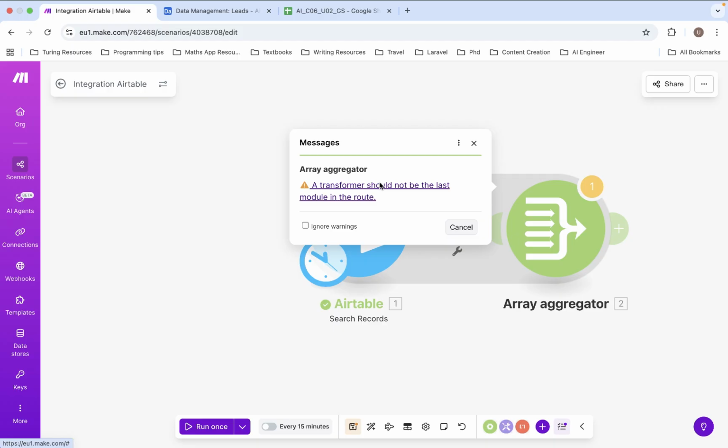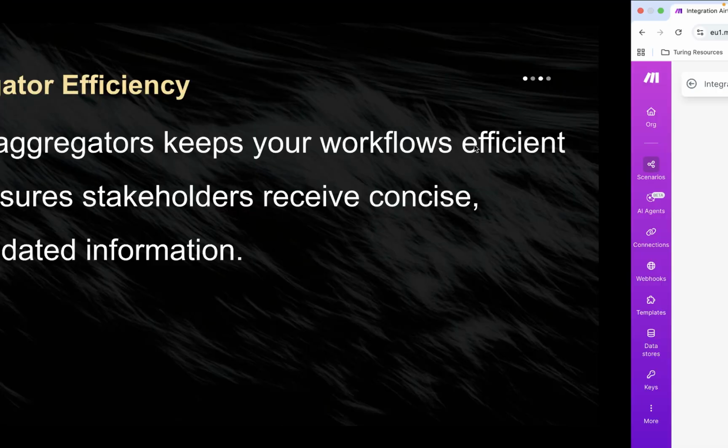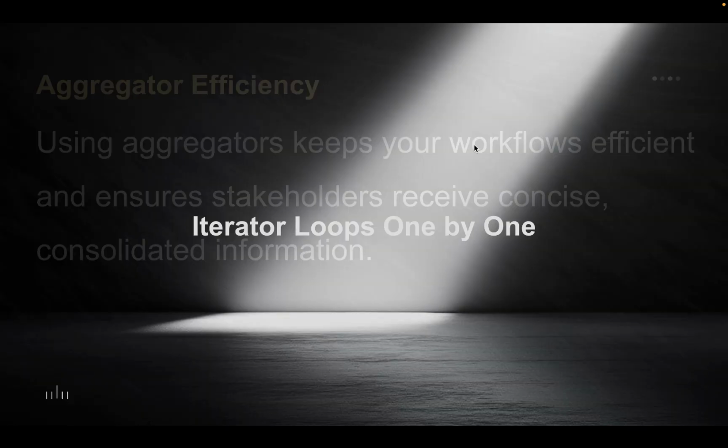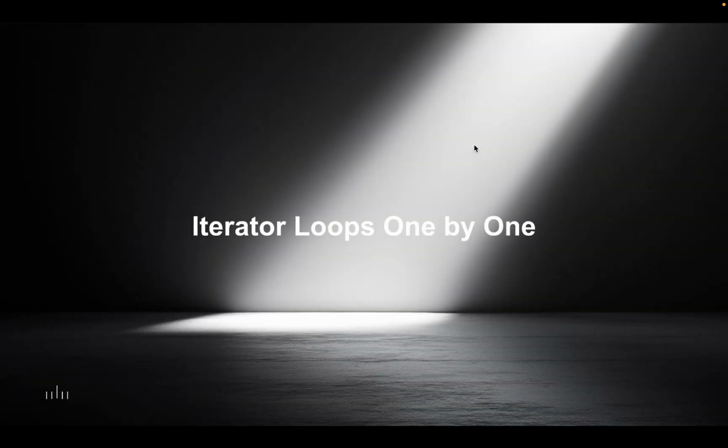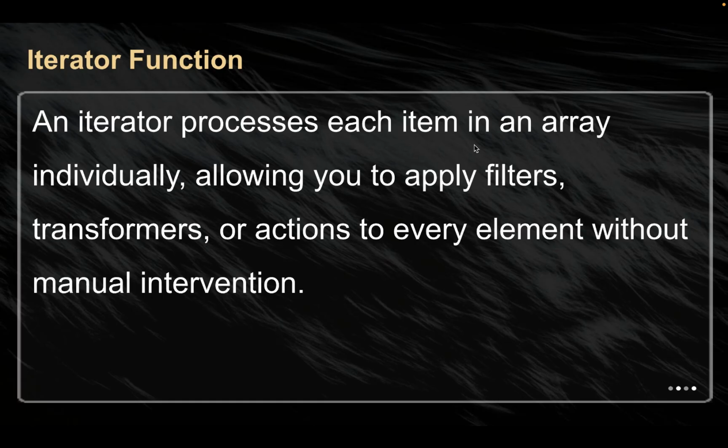Now, before we do that, let's explain what iterator is so we can now add an iterator and finalize it with a new module. Iterator loops one by one. An iterator processes each item in an array individually, allowing you to apply filters, transformers, or actions to every element without manual intervention. Now, if you use aggregator to combine all the bundles in the Airtable module to a single bundle, we can then use iterator again to split this bundle back to separate bundles.